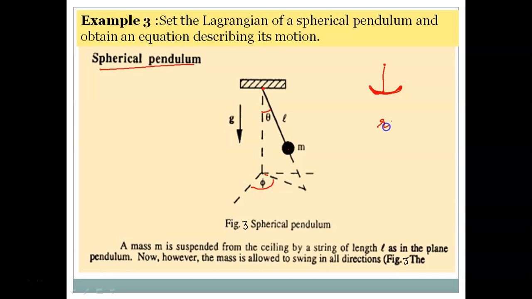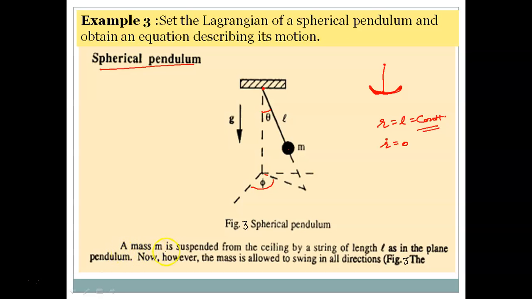You will see that in this case, r is L, that means it is constant. So whenever you have r dot, this is definitely 0. That means we will be left with only two variables, theta and phi. Accordingly, we can evaluate the value of kinetic energy and the potential energy.